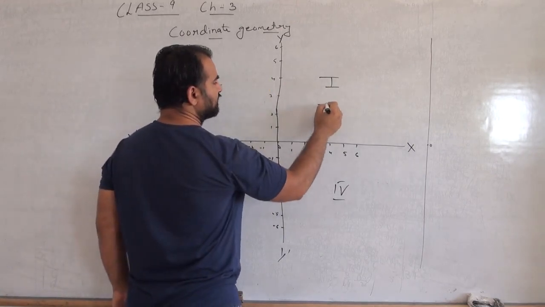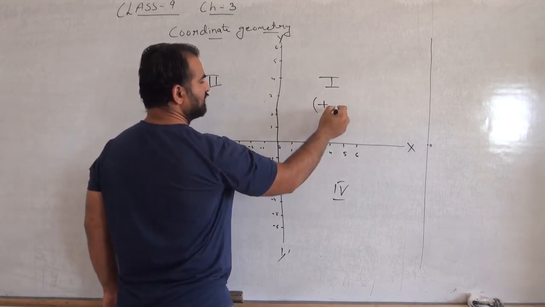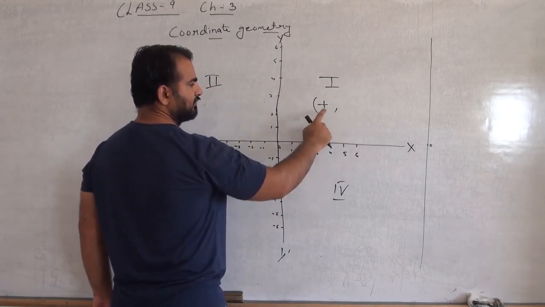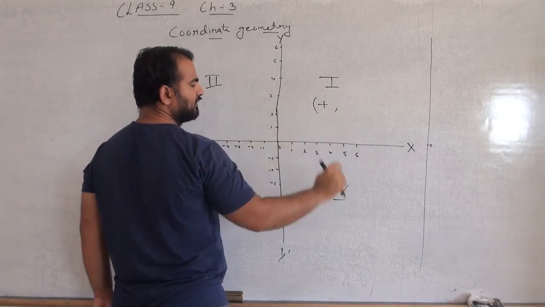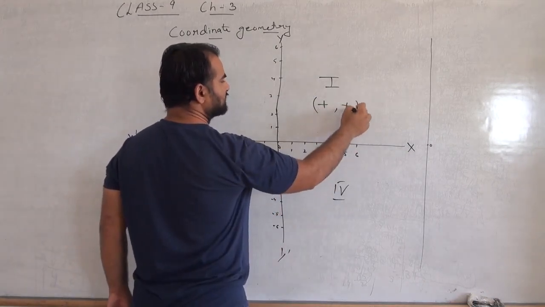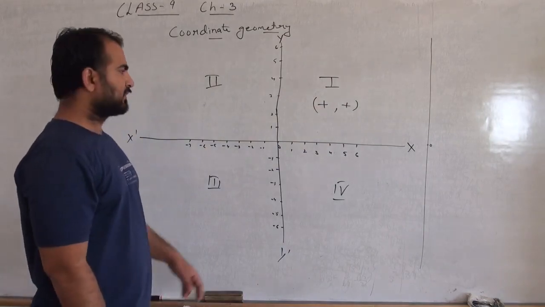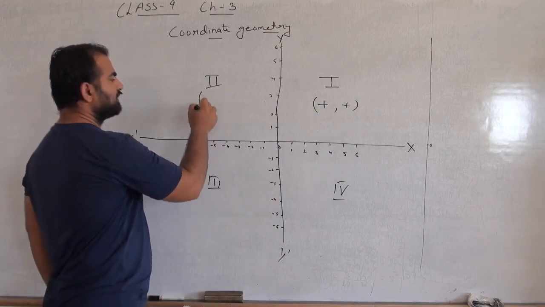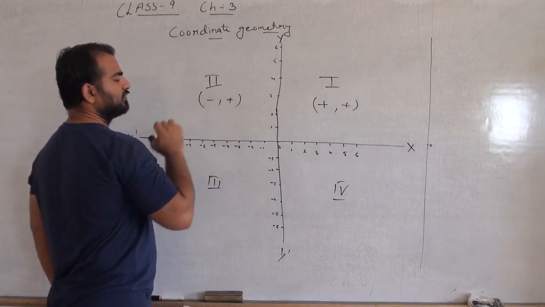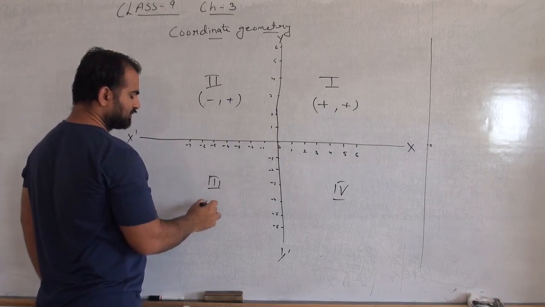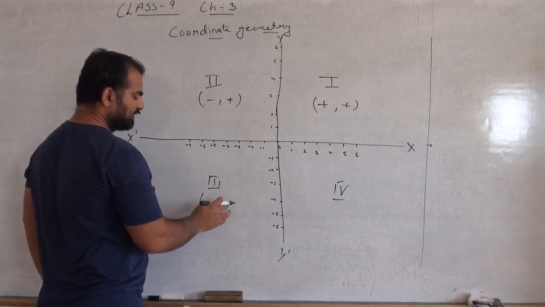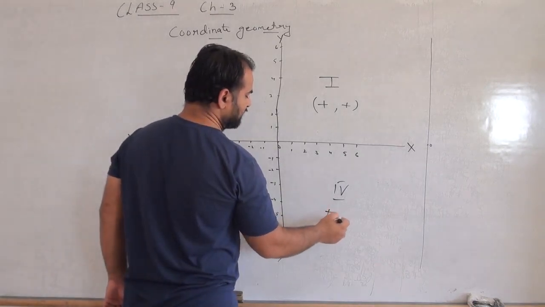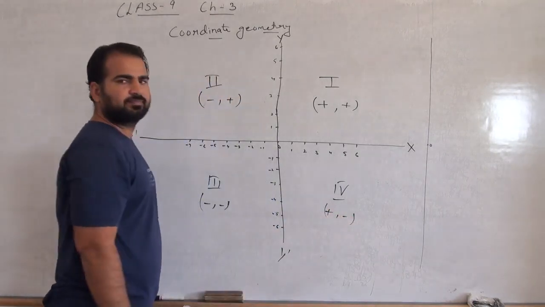In the first quadrant, when we write a coordinate, we have to write x first and then y. Here x is positive and y is positive. In the second quadrant, x is negative and y is positive. In the third quadrant, both x and y are negative. And in the fourth quadrant, x is positive and y is negative.